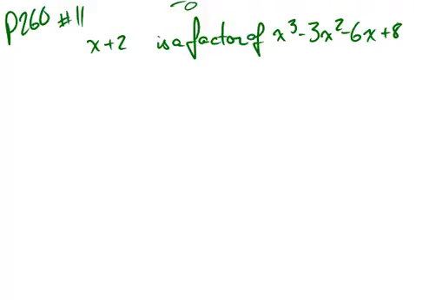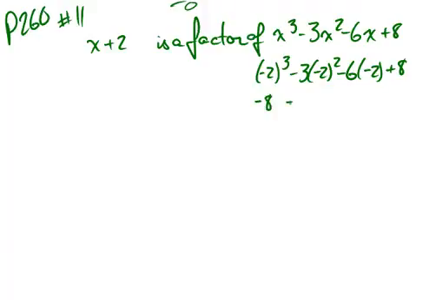So you can plug in negative 2 cubed minus 3 times negative 2 squared minus 6 times negative 2 plus 8. And negative 2 cubed is what? Negative 8. Negative 2 squared is 4 times 3 is negative 12. Negative 6 times negative 2 is positive 12. And plus 8, so yeah, that equals 0. So we know that x plus 2 is a factor because the remainder is 0.